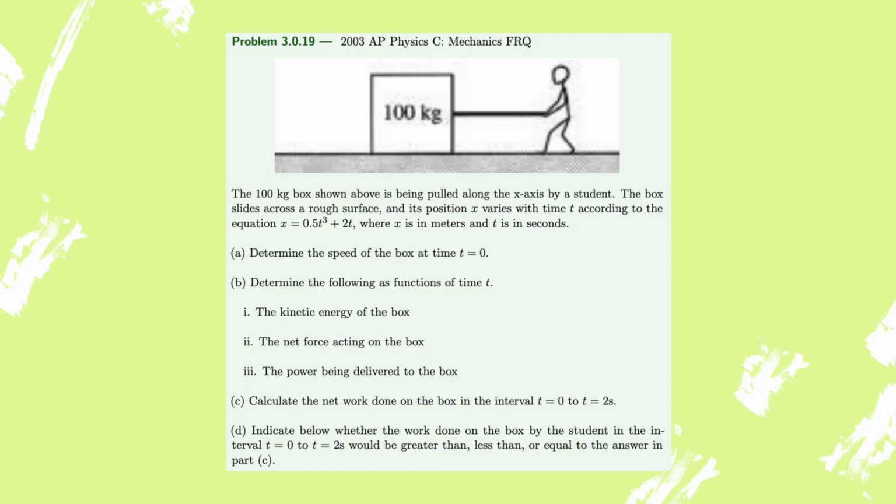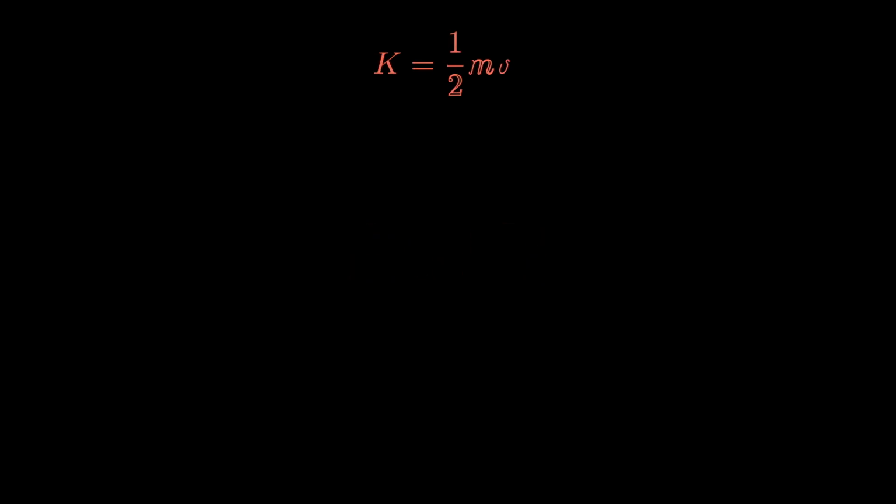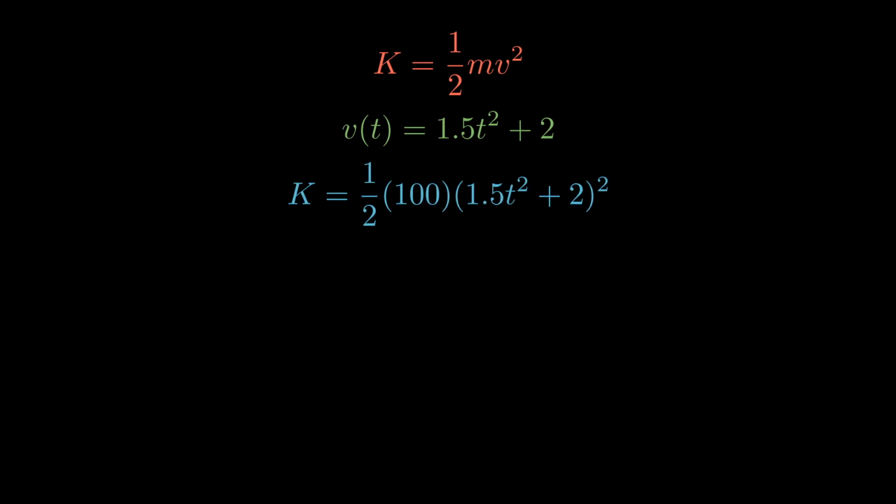Now in part B, subpart 1, we want to find the kinetic energy of this box. Well, the formula for kinetic energy is 1/2 mv squared. And now to find an expression for the kinetic energy, we substitute our mass, which is 100, and we substitute our expression for velocity, which is 1.5 t squared plus 2. So now we can simplify this expression to get 50 times (1.5 t squared plus 2) squared.